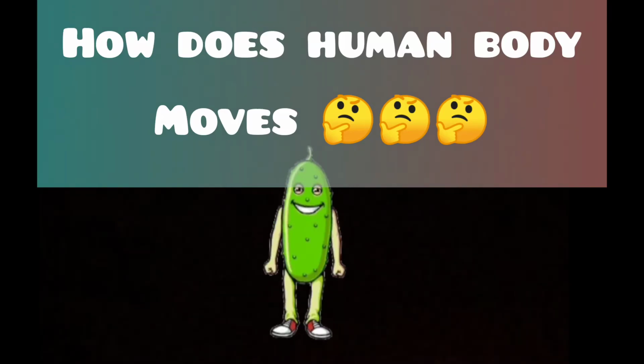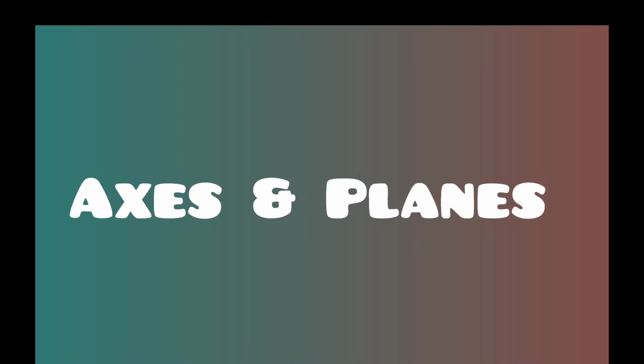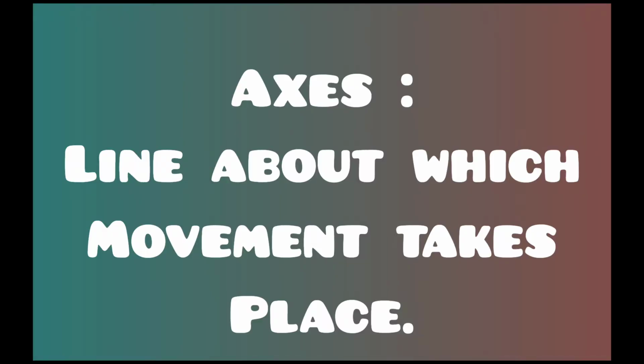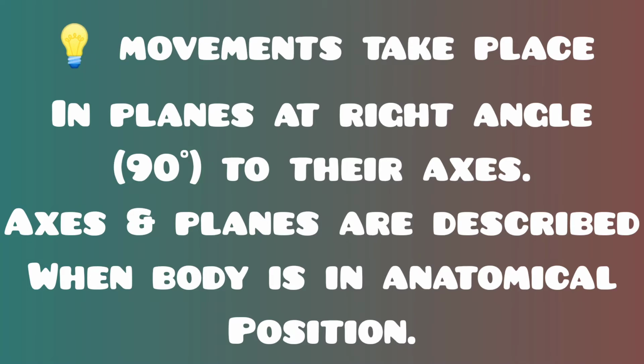How does the human body move? Let's find out. Movements in different directions take place via the axis and the planes, but not the flying ones. An axis is a line about which movement takes place, and a plane is the surface in which the movement takes place. Movements take place in planes at right angles to their axis during any part of their movement.